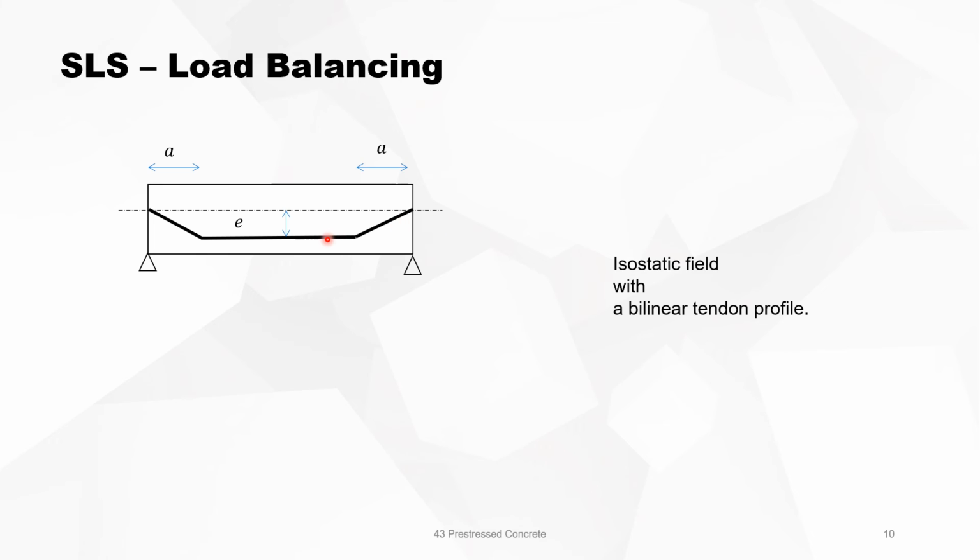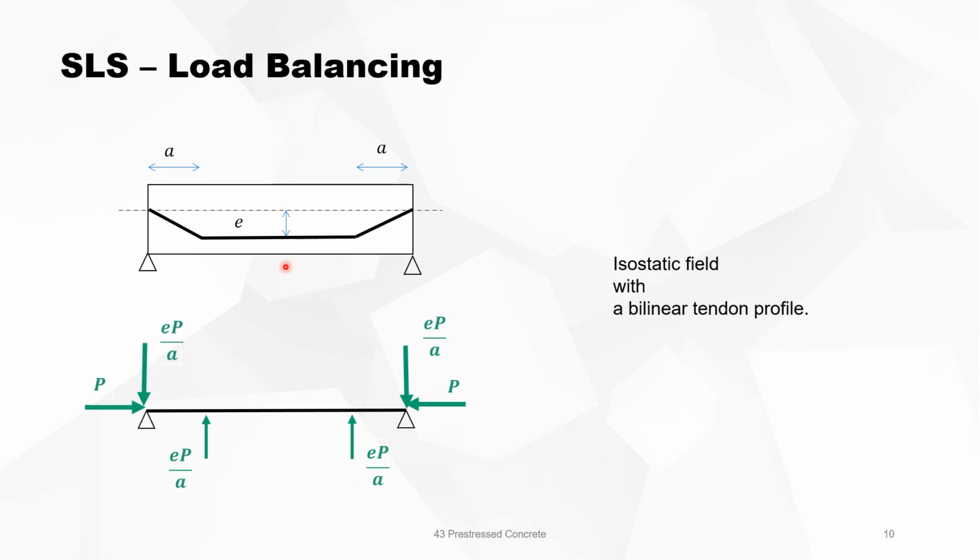When we consider an isostatic field with a bilinear tendon profile, this is commonly used for prefabricated Y-shaped cross-section beams, then the first inclined portion is over distance a, and the maximum eccentricity is e. If we look at this, then we can easily see that you can replace this by the forces eP over a at this point here, and the forces P and eP over a as it is shown here. So you will see that the total vertical equilibrium is 0.